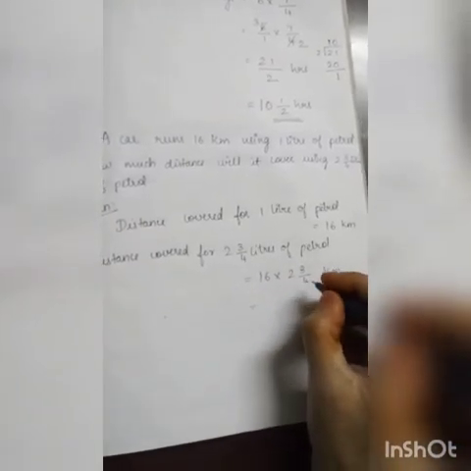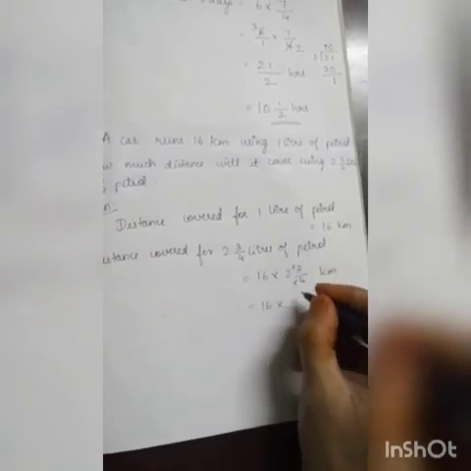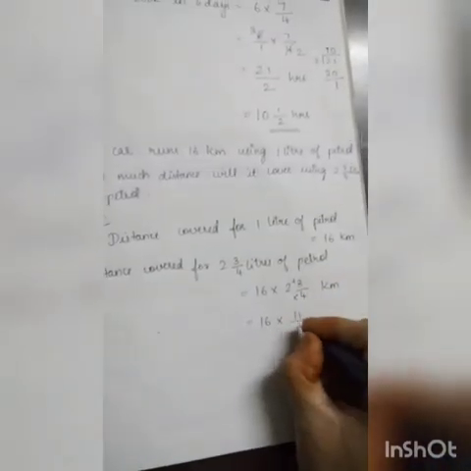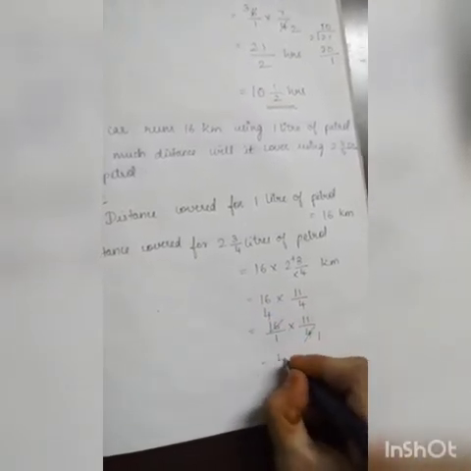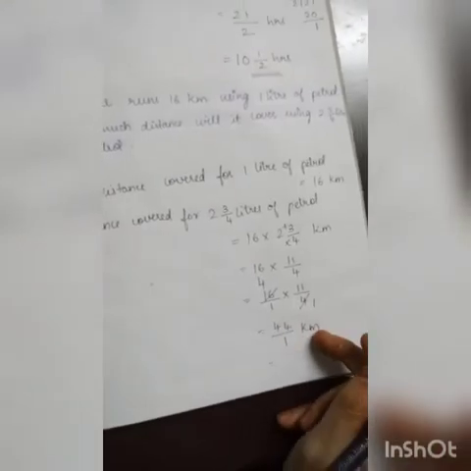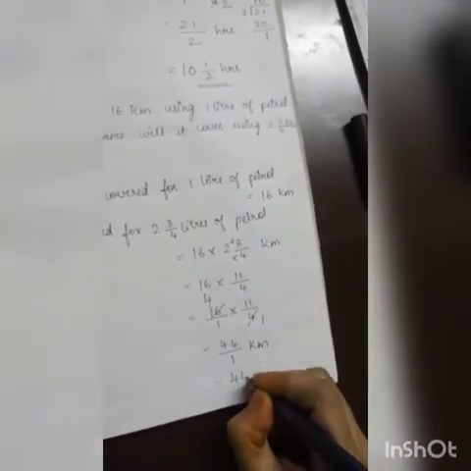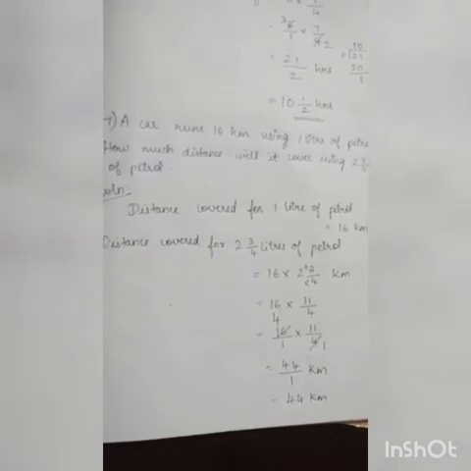Is it a mixed fraction? Yes. What will you do? Multiplication, addition. 4 2s are 8. 8 plus 3 is 11. 11/4. 16, how will you write? 16/1 into 11/4. Is it correct? Yes. Now 4 1s are 4, 4 4s are 16. So 11 into 4 is 44, divided by 1 into 1, 1 kilometer. So 44/1 kilometer, how will you write? 44 kilometers. So totally in 2 3/4 liters, how many kilometers are they covering? 44 kilometers. Understood?